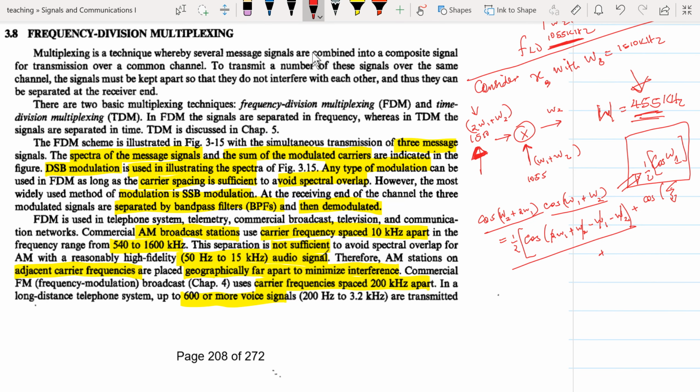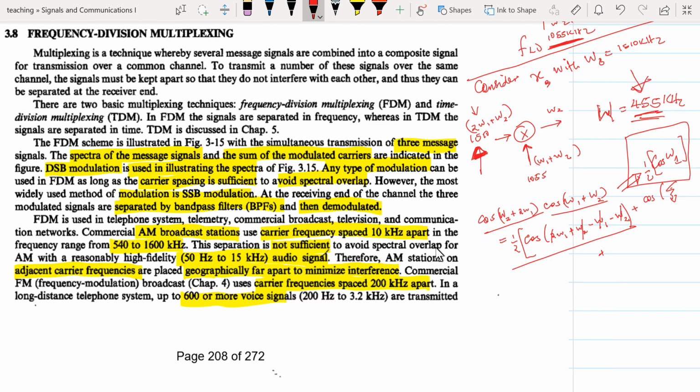Now, the concept of frequency division multiplexing is quite common, particularly when you want to send multiple or composite signals over a common channel. To transmit a number of these signals over the same channel, the signals themselves must be kept apart or separate so that they do not interfere with each other, and thus they can be separated on the receiving end.